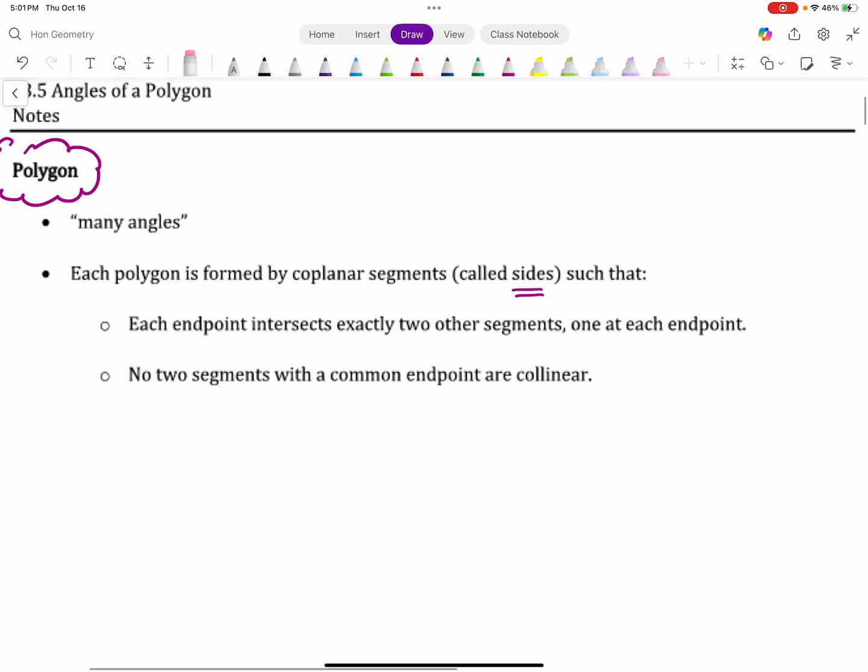And then each endpoint intersects exactly two other segments, one at each endpoint. So that's basically saying, okay, we could have this, but we won't have a third thing coming from that same endpoint. All right. So the polygons are the shapes that you're probably most familiar with. We'll get to all the names of them.